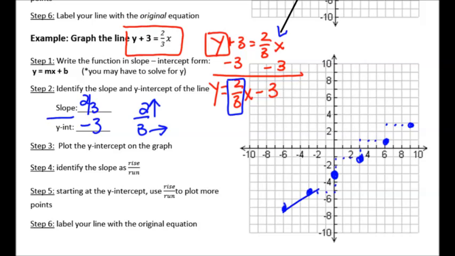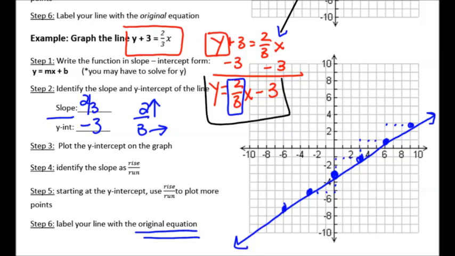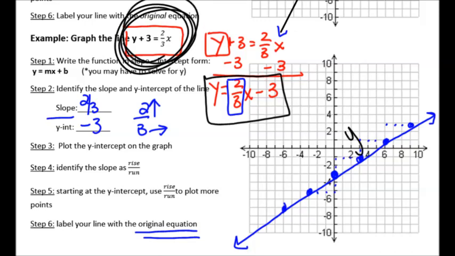And then I'm going to go ahead and connect these points. Again, like Miss Barley said, you want to make sure you have arrows. If you don't have arrows, guys, you're going to have points taken off because that's a line segment. This is a line that continues on and on. Now, this is a little different than what Miss Barley did in the example above. You make sure you label it with your original. We did some changing to ours to make sure it was in y-intercept form, but when we label, we're going to go back to this one right here. So I'm going to label this y plus 3 equals 2/3 x.